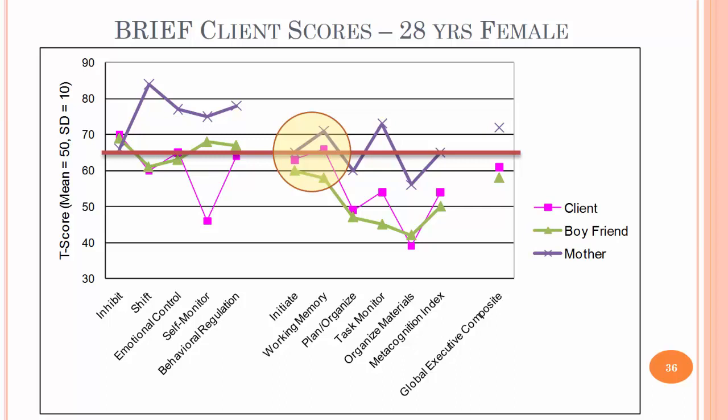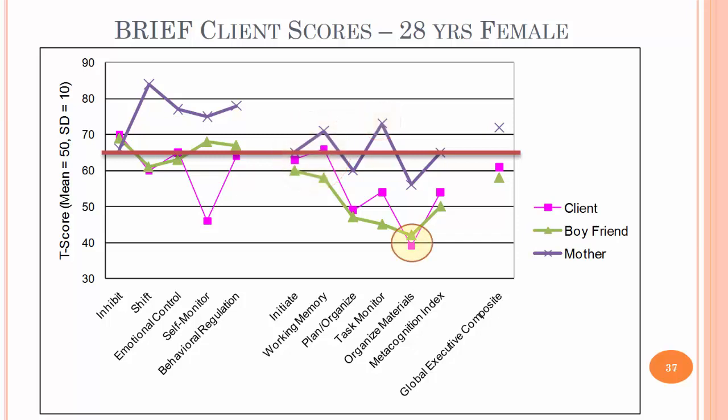Now, from our perspective, of course, working memory is a crucial executive function that's going to affect the person's ability to be competitively employed. So we want to take a close look at this to see whether it's a problem with the boyfriend's insensitivity to a potential problem with working memory, or he actually sees things differently than mother and client do. The next area that we need to take a close look at is the mother's appraisal of her daughter's behavior and the daughter's self-appraisal in terms of task monitoring. The mother's appraisal has resulted in a very serious elevation above the 70th T-score, while the client is down at about the 55th T-score and the boyfriend is down at the 45th T-score.